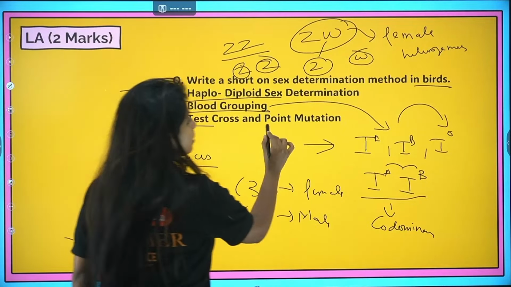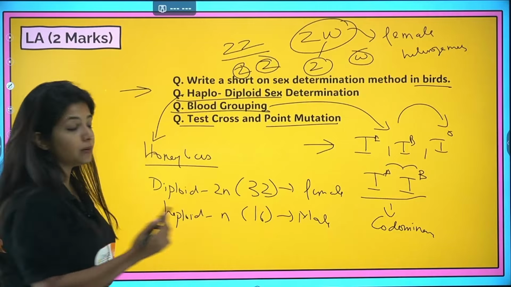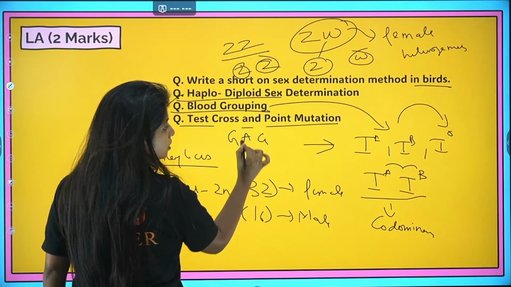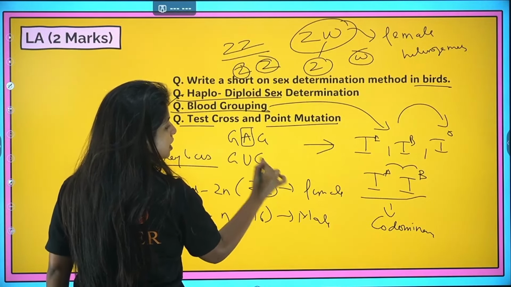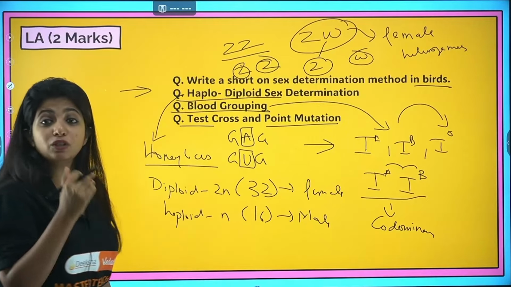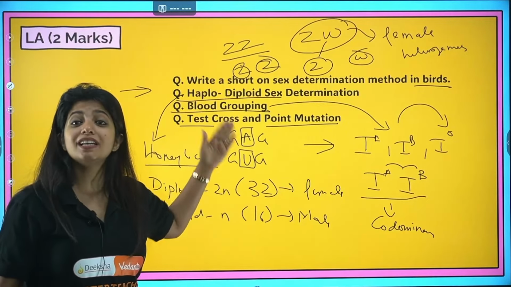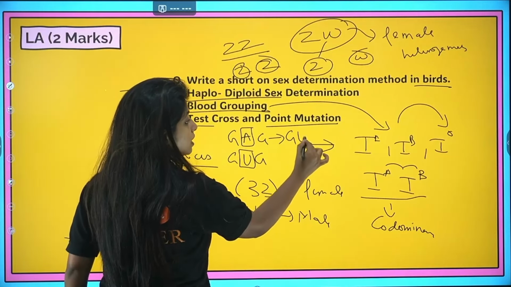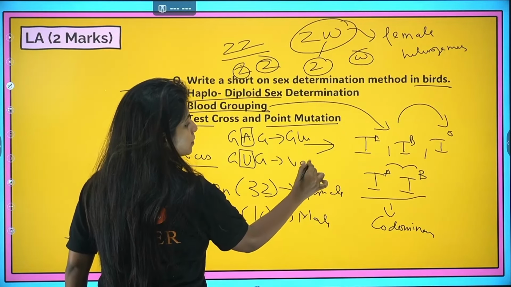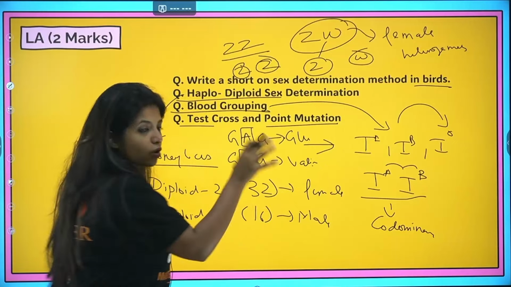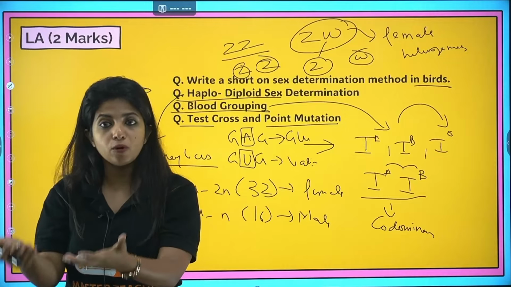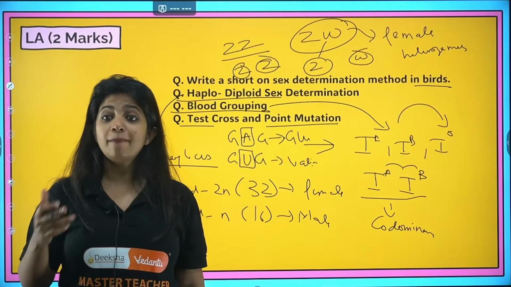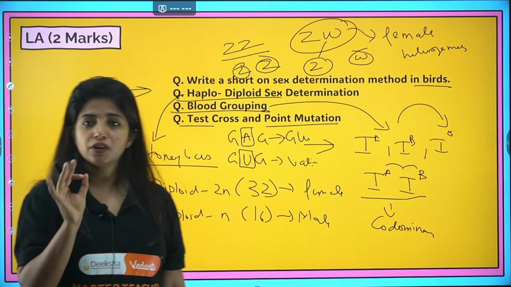Now test cross and point mutation are also there. Point mutation, for example, is whenever there is a change in a single base pair. For example, I told you it was GAG, but this base is now changed to GUG. This is an example of what? Point mutation. At a single point, a single base pair is getting changed. So this codes for another amino acid, glutamic acid, whereas this codes for what? Valine. So the amino acid is changed, and the amino acids come together to form the protein, so that also will have certain changes. You can give the example of sickle cell anemia for point mutation if the question is asked.